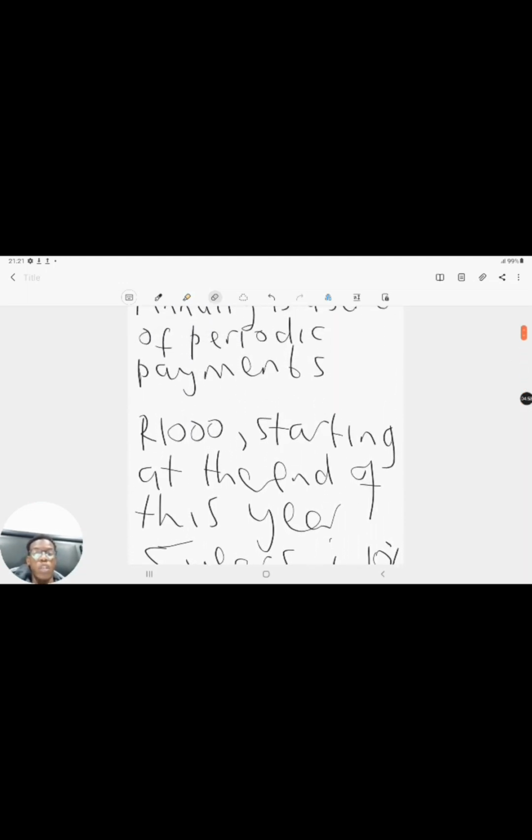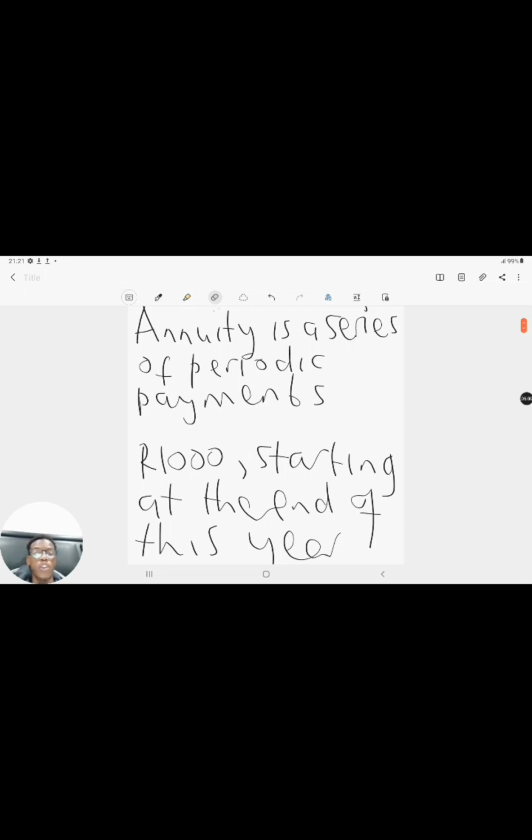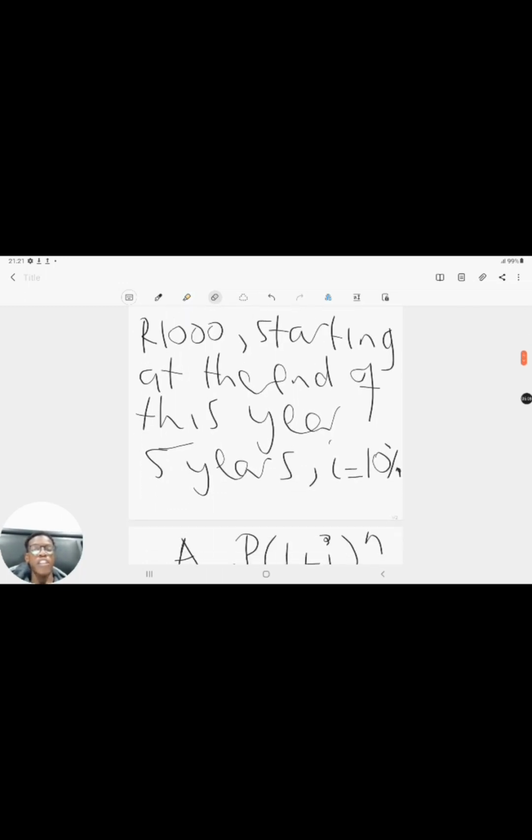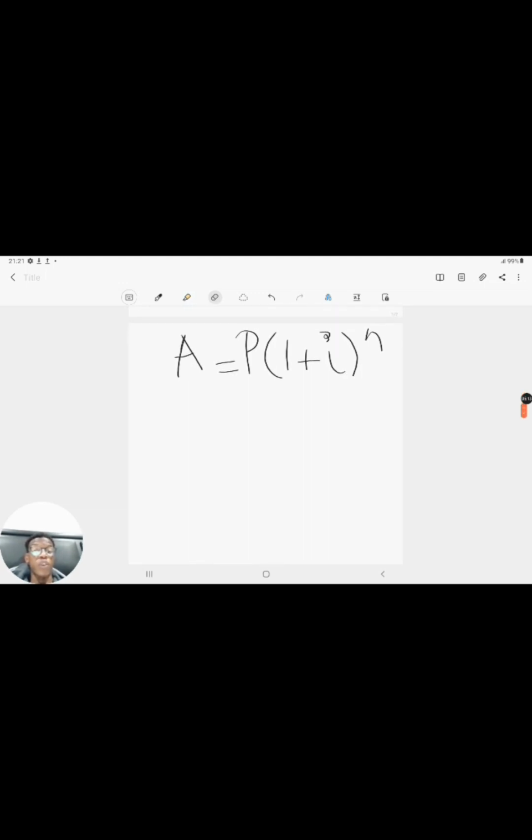In this case, what we're doing is we are making a series of periodic payments into an investment account. Those payments are 1,000 rands every year, starting at the end of this year. Those are the periodic payments that you're going to be making. So you will notice the difference already: we must figure out a way to use this formula to take into account the fact that we are putting in 1,000 rands every year. It's not just one amount that grows and accumulates interest and then gets to a final value. It's every year we put in an amount.